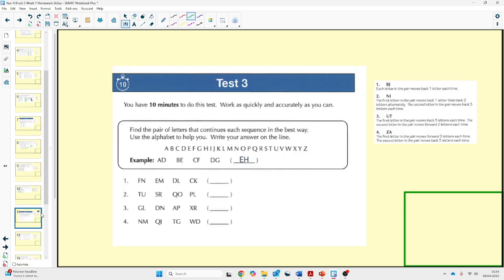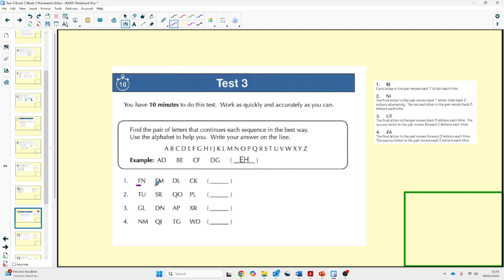Okay, on to test 3 now. Now we've got another letter sequence question here. These are slightly different from the other ones that we were looking at, which were the letter analogies. These are what we call double letter series, but the same rules apply: we are going to go from the first letter of each pair and move along.